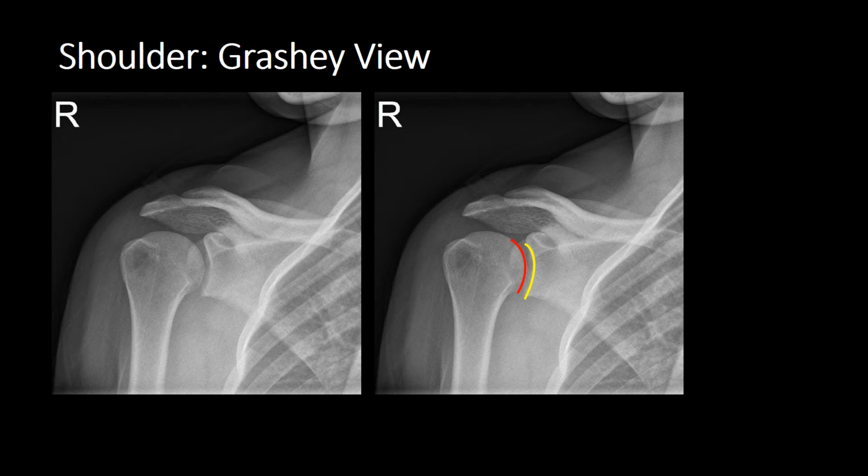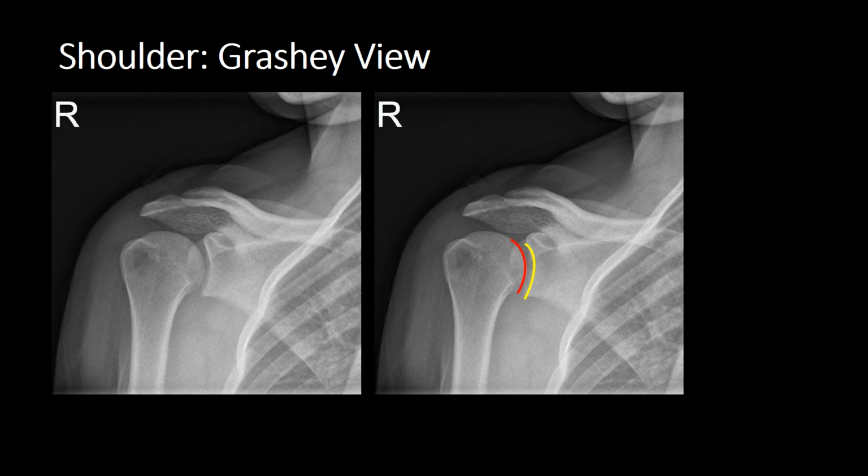If you remember, on the AP view, the glenoid surface is rotated anteriorly between 35 to 40 degrees, and it's this obliquity to the glenoid that makes it very difficult to assess for any fractures, specifically to the inferior margin of the glenoid. So to perform a Grashey view, you rotate the patient 35 to 40 degrees so that the glenohumeral joint is perpendicular to the receptor.